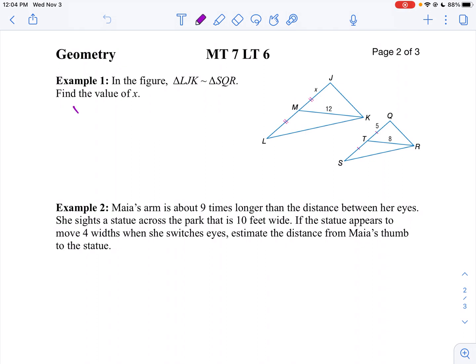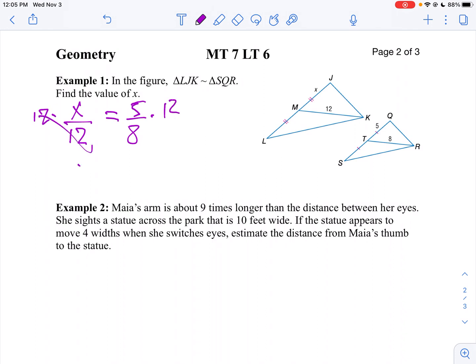So I'm going to say x. I'll have x correspond to 12 this time. I'll go within the same triangle. Then I'm going to write my other triangle as a side to the median, so that'll be 5 to 8. Then to solve for x, we multiply both sides by 12.